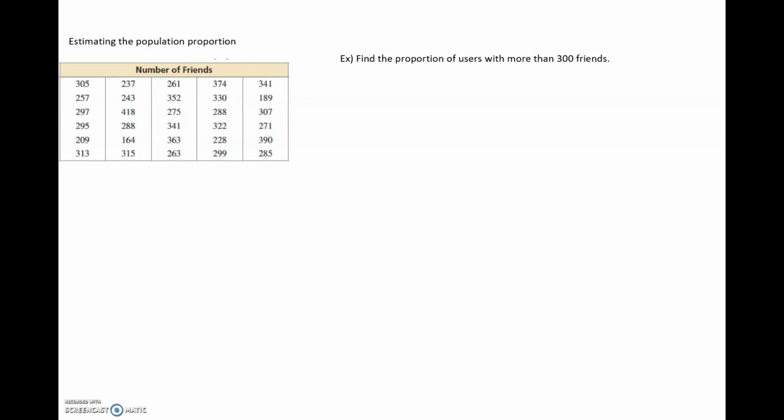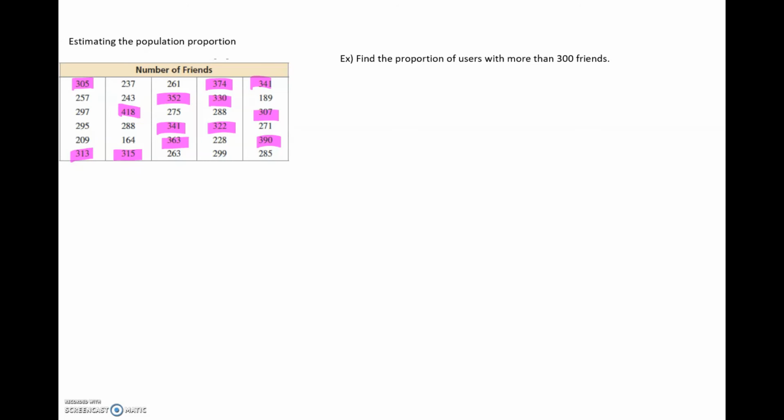But coming back to this, the first thing I want to do is figure out how many of these people surveyed actually have more than 300 friends. So I've got 1, 2, 3, 4, 5, 6, 7, 8, 9, 10, 11, 12, right? Am I missing one? Oh, I missed that big one. That's 418, 13. So we have 13 out of these 30 people polled have more than 300 friends.